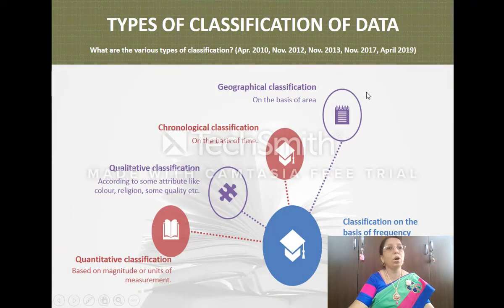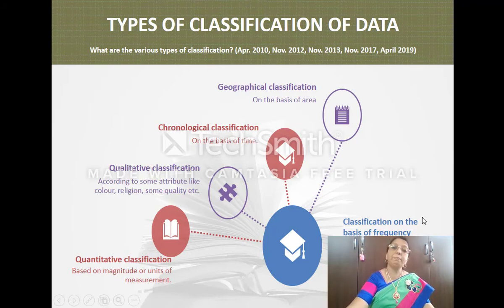So now we move on to the types of classification of data. The geographical classification, the name itself says it is on the basis of area. So the northern region, the southern region and so on. Chronological classification is based on the time period, that is based on the years or the months or weeks. Qualitative classification, as I already said, is based on some qualitative attribute like color, religion or some quality. Quantitative classification is based on the magnitude or units of measurement.